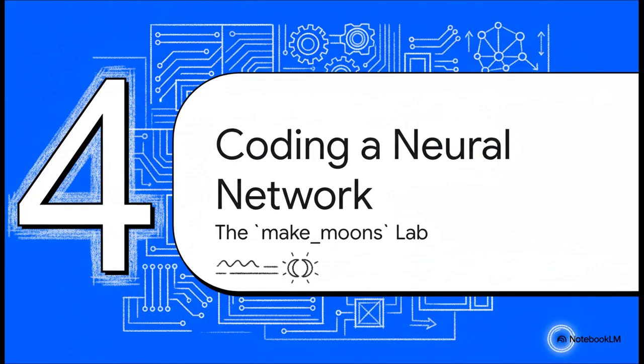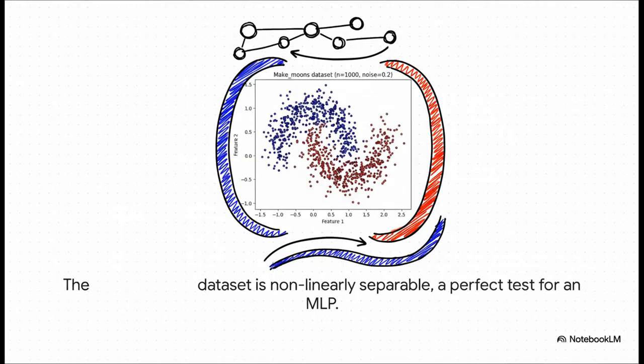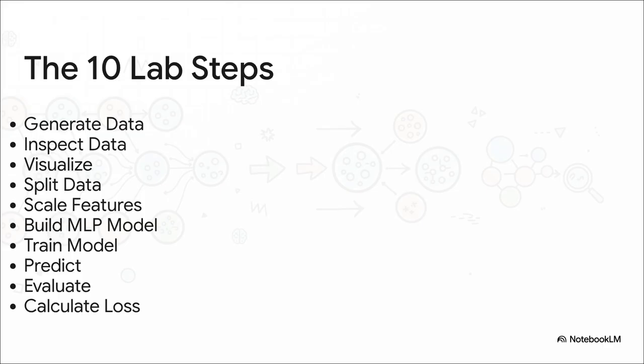Okay, enough theory. Let's get our hands dirty and actually build one of these things. We're going to code up a neural network to solve a classic nonlinear problem. So we'll be using this dataset called Make-Moons. As you can probably guess from the picture, the 2 classes are shaped like interlocking moons. There is no way you could draw a single straight line to separate them, which makes it the perfect challenge for our neural network.